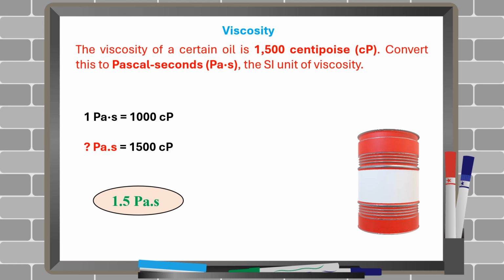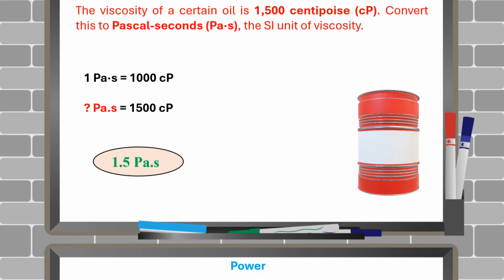Now, all we need to do is divide 1,500 centipoises by 1,000 to get our answer. So, the viscosity of the oil is 1.5 Pascal seconds. Pretty straightforward, right? To put this into perspective, the viscosity of water is about 1 over 1,000 Pascal seconds, while honey is around 10 Pascal seconds. That means this oil is 1,500 times thicker than water but still much thinner than honey.